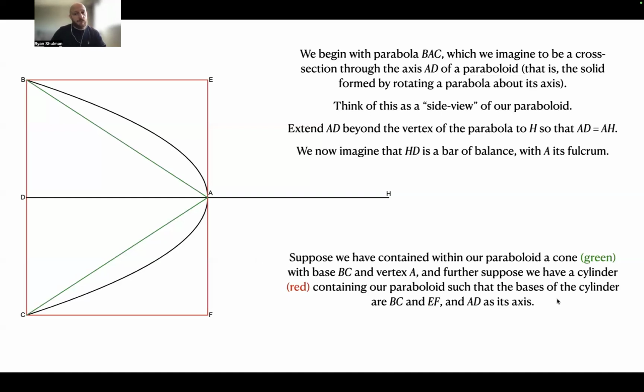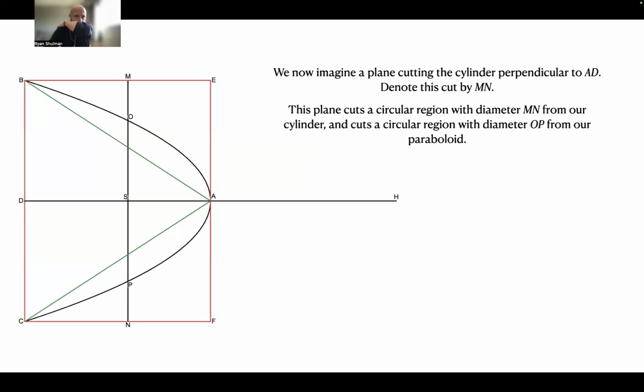And suppose further that the paraboloid itself is contained within a cylinder, which is in red, where the cylinder has bases BC and EF, and axis AD. And now what we want to do is imagine a plane cutting the cylinder perpendicular to AD. So this plane is MN.